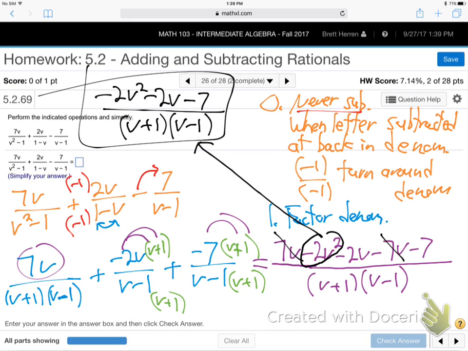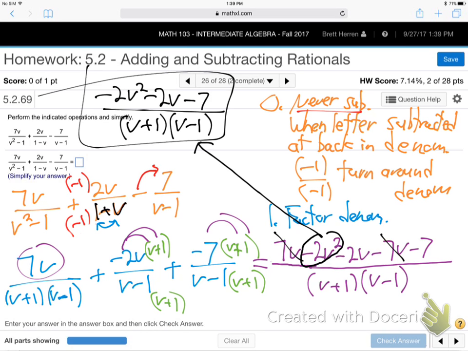Questions I can answer? This seem doable? So this one had a couple extra tricks. Turn around the bottom. So when do we do that again? Whenever the letter is subtracted at the back. You guys see why I'm saying that? What if that was added? What if that was 1 plus v in the bottom? If it was added, I would just turn it around. I don't need a minus 1 to do that.